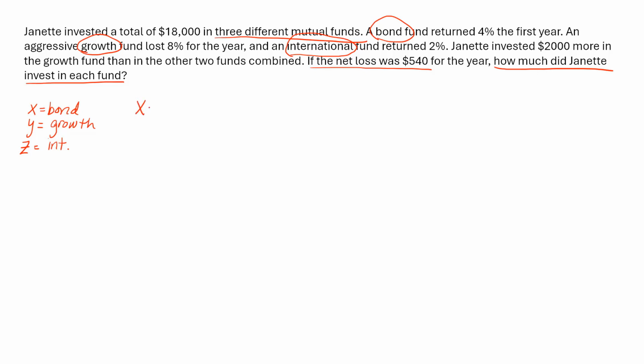So our first equation tells us that she invested a total of $18,000. So the amount she put in the bond fund, plus the amount she put in the growth fund, plus the amount she put in the international fund, all adds up to $18,000.